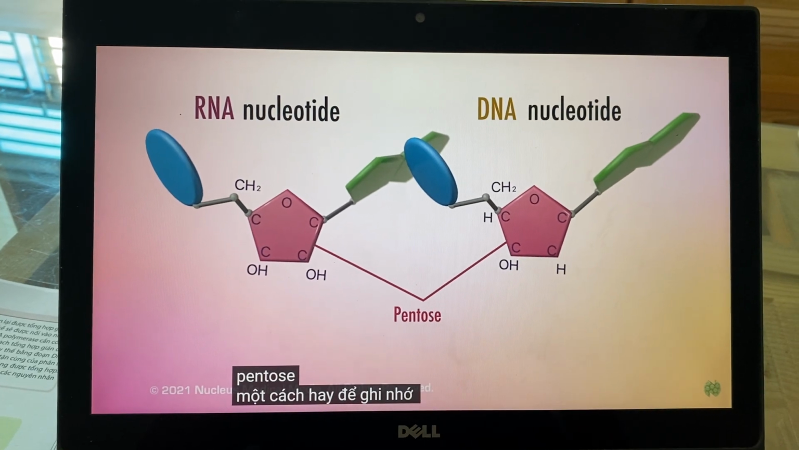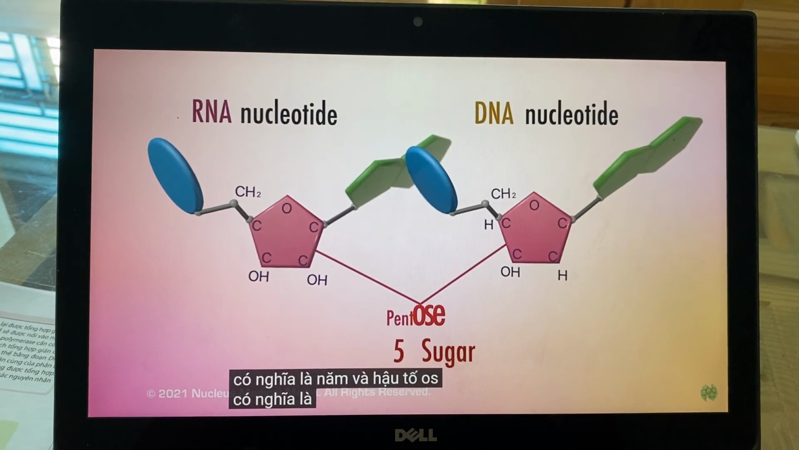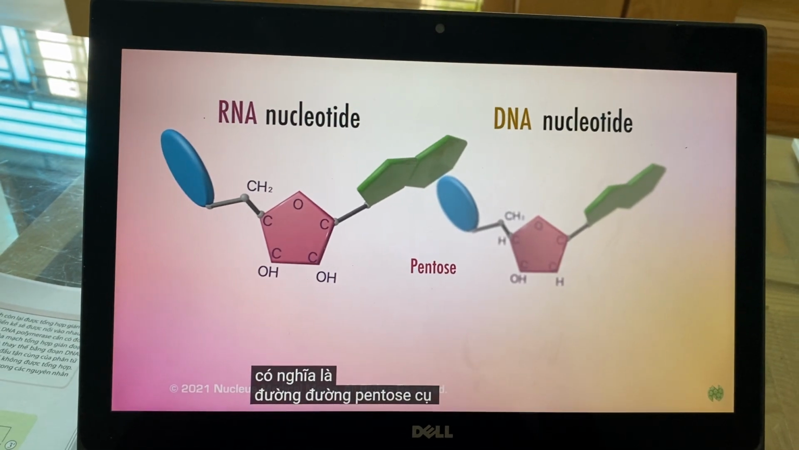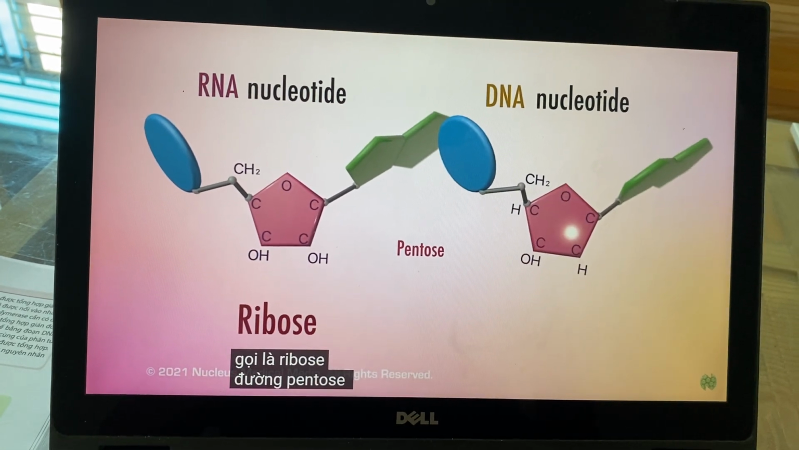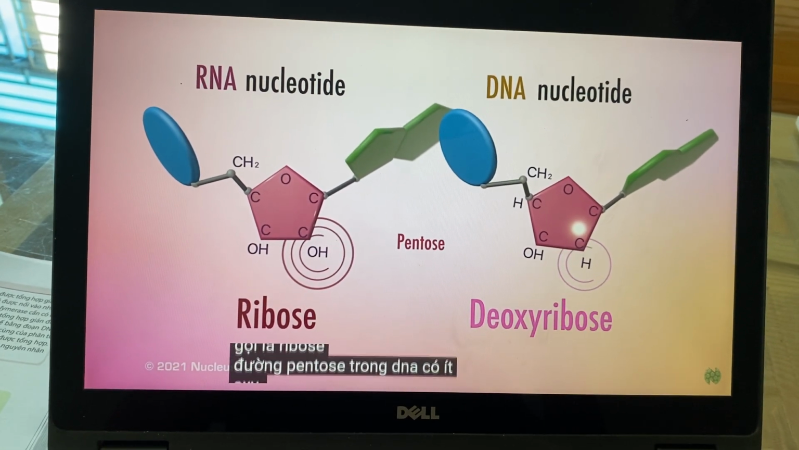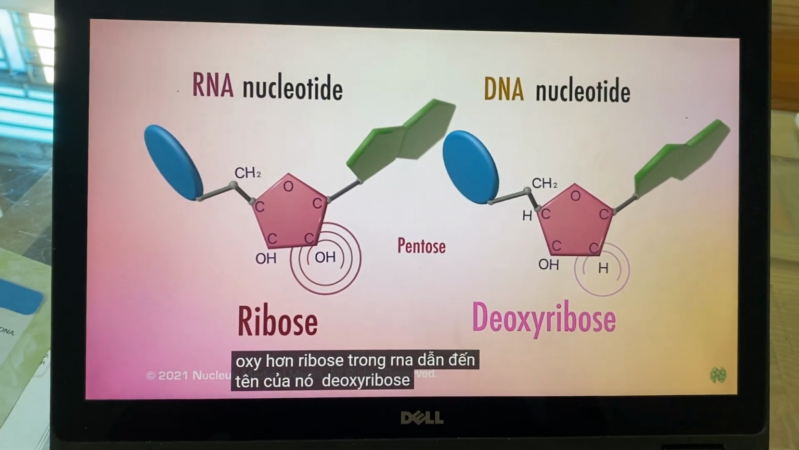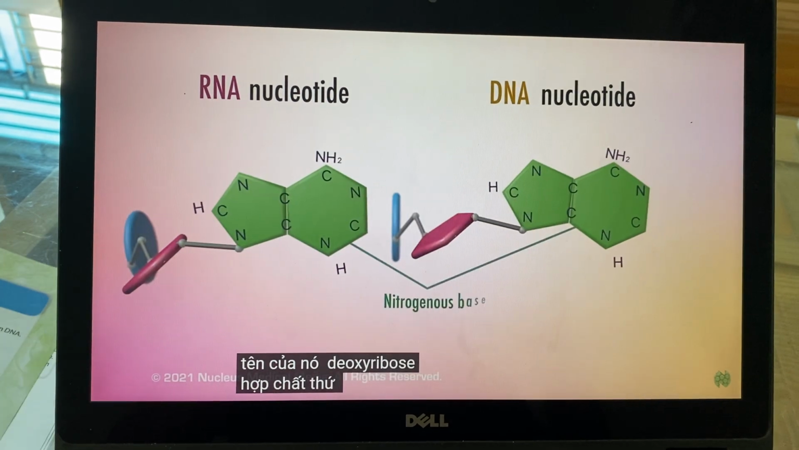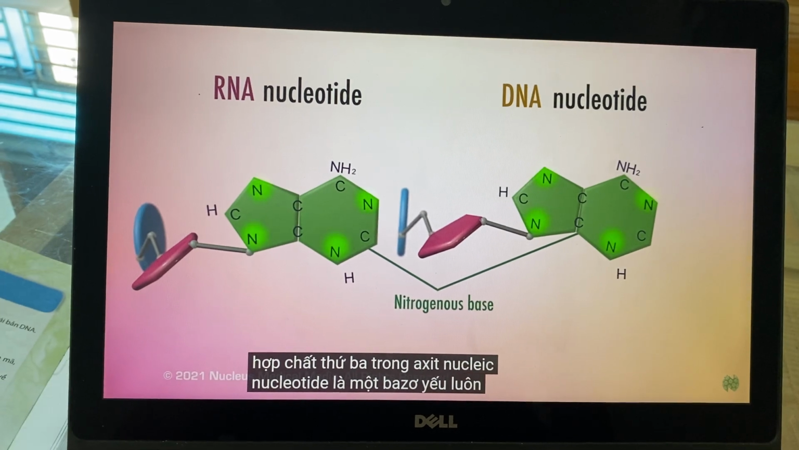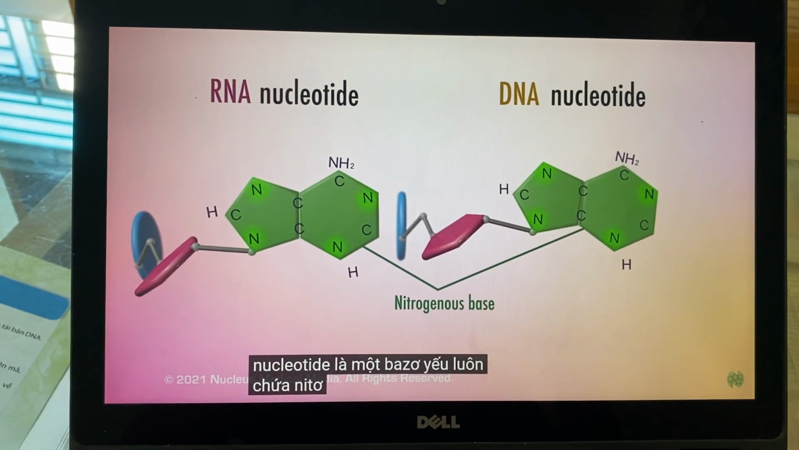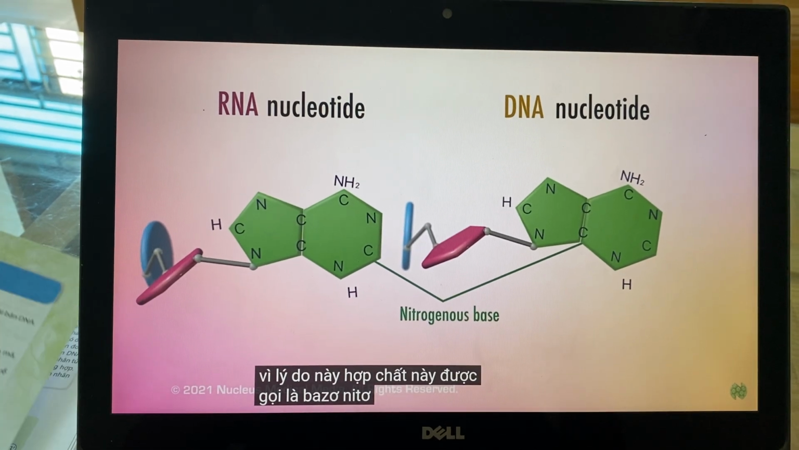A good way to remember this is that pent means 5, and the suffix -ose means sugar. The specific pentose sugar in RNA is called ribose. The pentose sugar in DNA has one less oxygen than ribose in RNA, which leads to its name, deoxyribose. The third compound in a nucleic acid nucleotide is a weak base that always contains nitrogen. For this reason, this compound is referred to as a nitrogenous base.